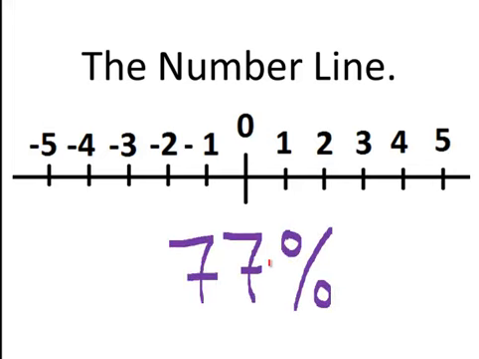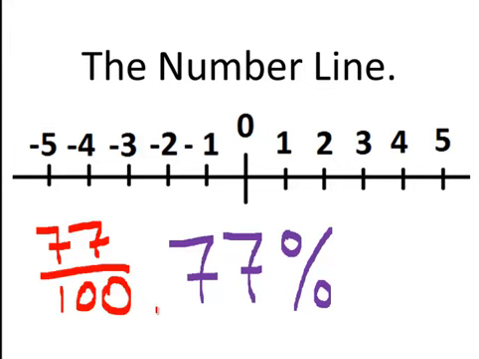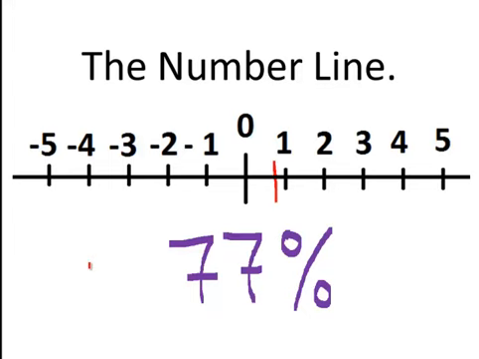Where would 77% fall on the number line? Well, 77% just means that it's 77 over 100. And 77 over 100 is going to be less than 1, so it would fall about there on the number line.